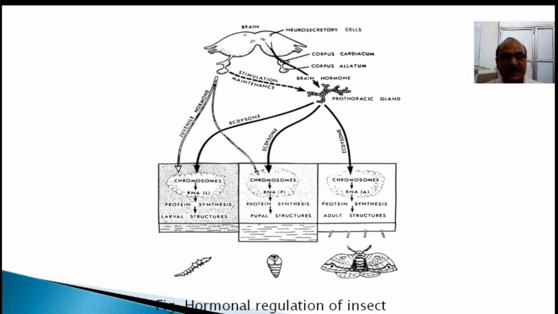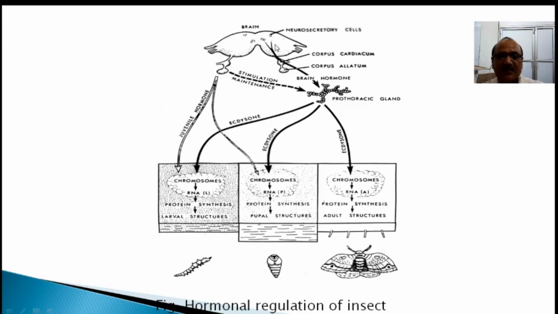Now the concentration of these hormones depends upon the situation. Here this part is the neurosecretory cells, the neuroendocrine part, and this is the corpora cardiaca and corpora allata. Here the frontal ganglion is present, and that is connected to the recurrent nerve.